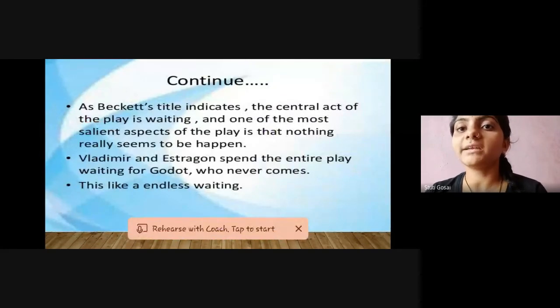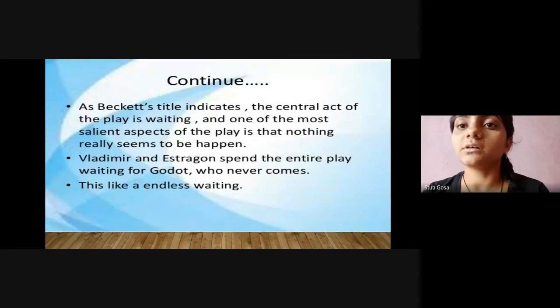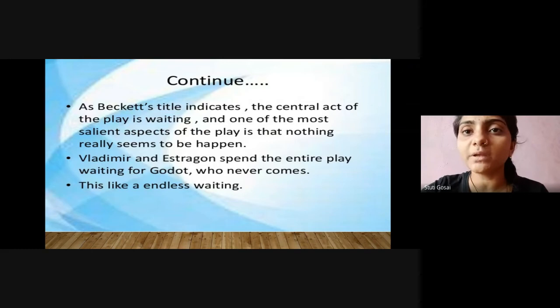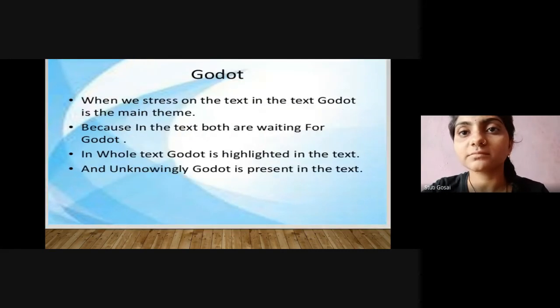As Beckett's title indicates, the central act of the play is waiting. One of the most salient aspects of the play is that nothing really seems to happen. Vladimir and Estragon spend the entire play in an endless waiting. Next.